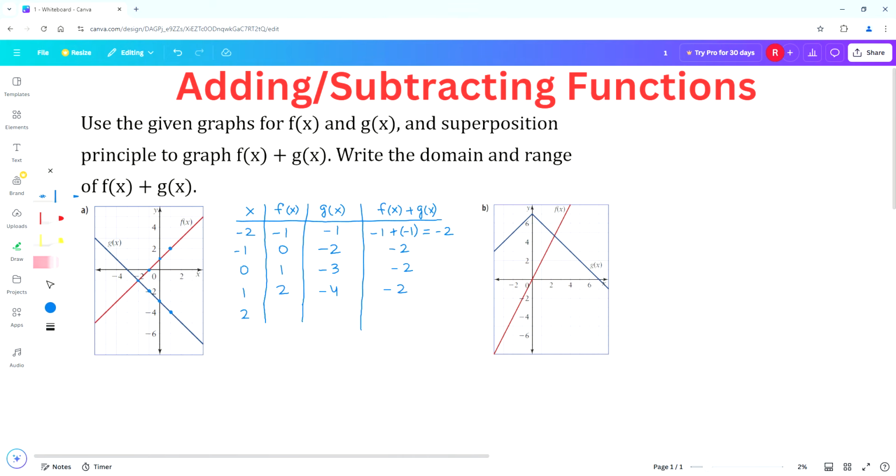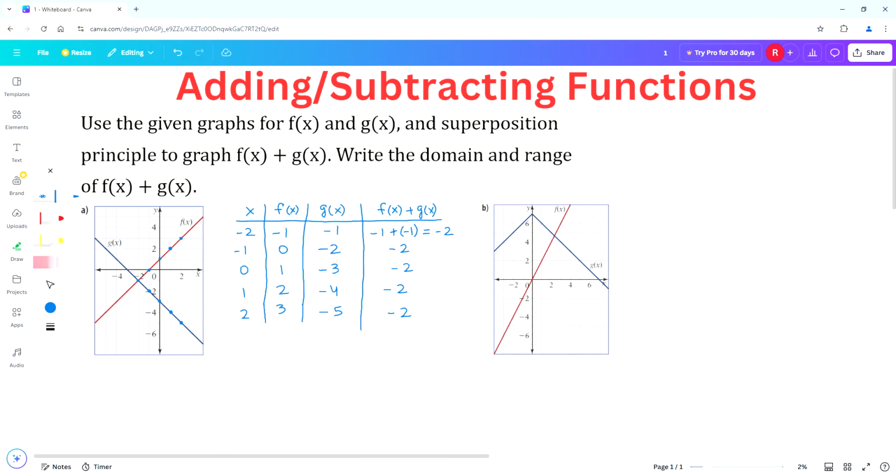At x equals 2, f(x) is equal to 3, this point on the red line. At x equals 2, g(x) is equal to -5, this point on the blue line. So at x equals 2, f(x) + g(x) is equal to 3 plus -5, which is equal to -2.